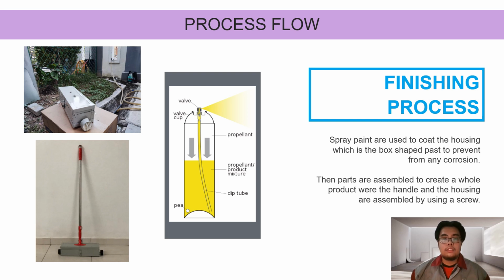Finally, the finishing process. By using spray paint, we can coat our product so it can be protected from corrosion. After that, the product that has gone through the finishing process is assembled to produce our product.